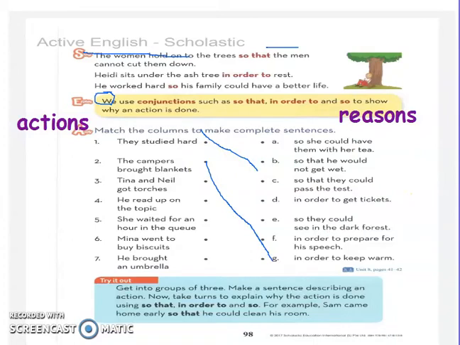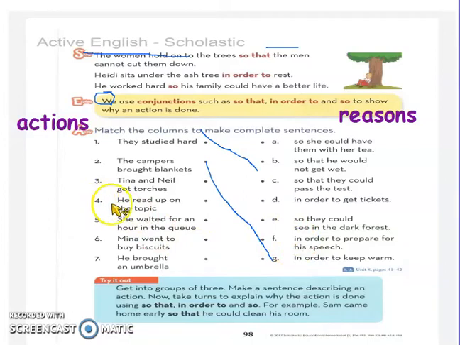Number 3. Tina and Neil got torches. Why? Number 3 with E. So they could see in the dark forest.